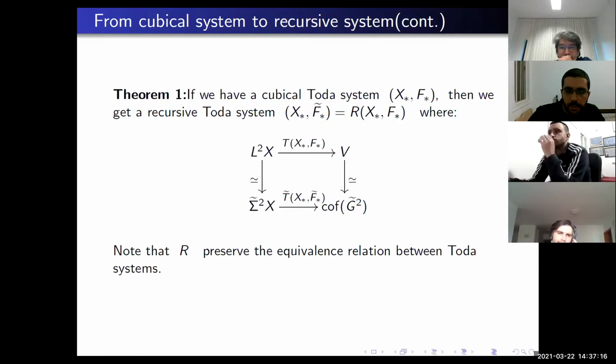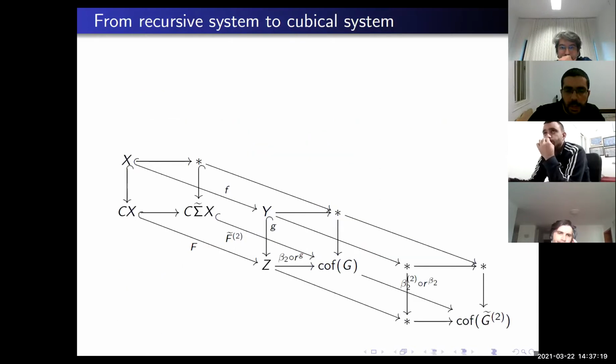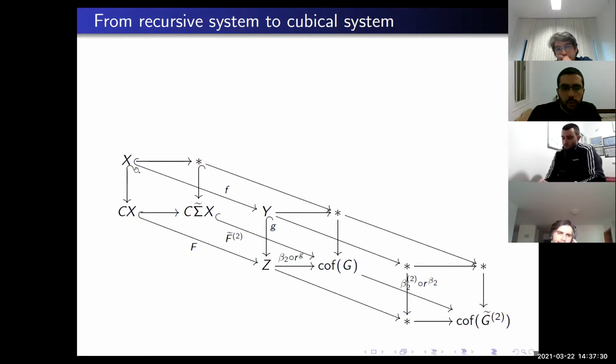Okay, I'll perceive the equivalence relations. And what if we have a recursive Toda system now? How can we get a cubical Toda system? It's by cofiber replacement. We choose a cofiber replacement.